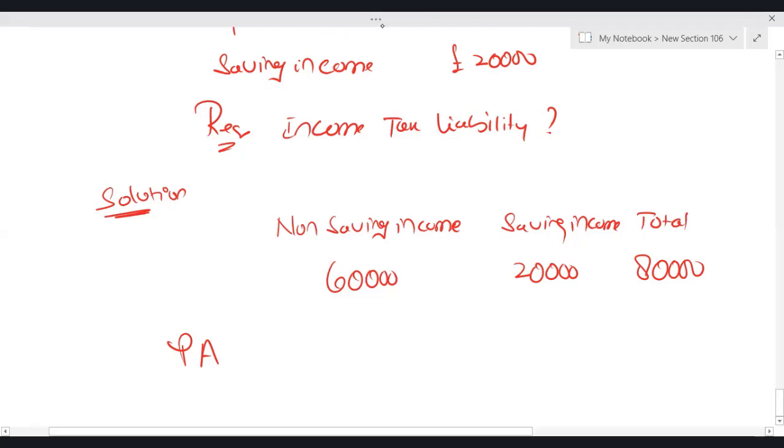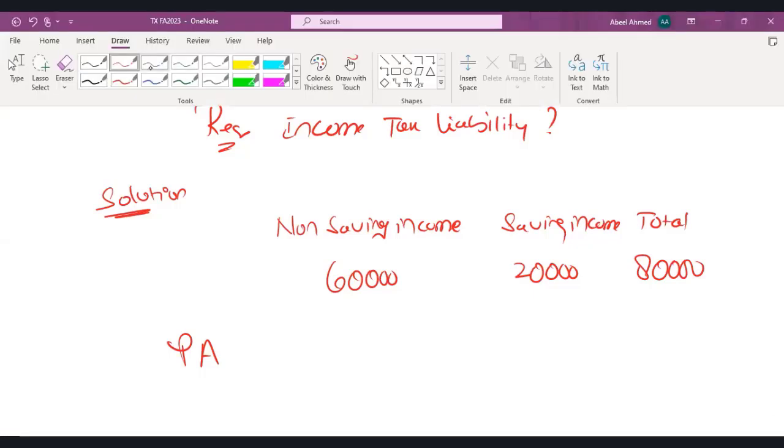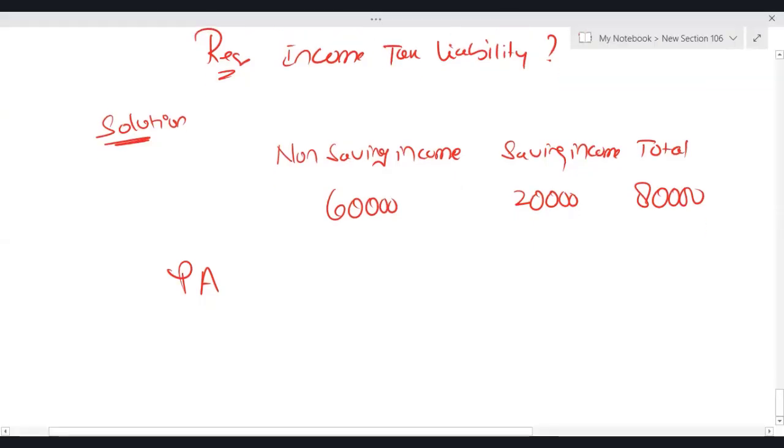Right now, obviously, we have a really big amount of non-saving income. So personal allowance is 12,570.